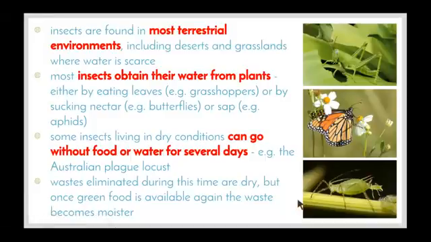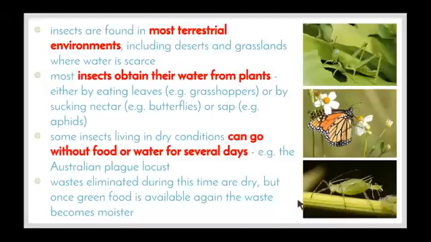Some insects living in dry conditions can go without food or water for several days. An example of this is the Australian plague locust. Okay, so there's an Australian example for you that you can use to do a little bit more research for this task. Your grasshopper, butterfly, and aphids, you may need to do some research to find specific Australian examples of each of those, so you can use them for this.